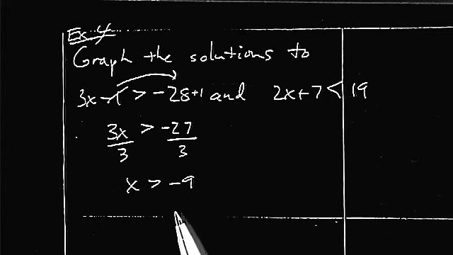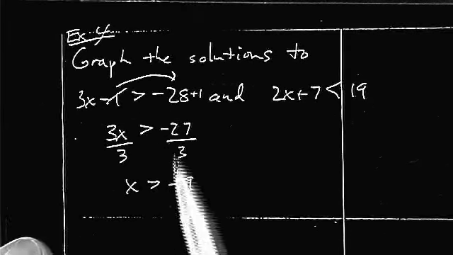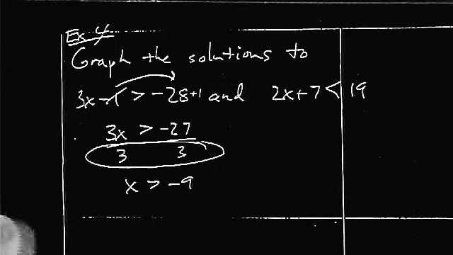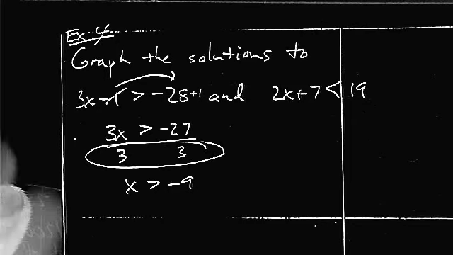Is that one of those situations where I'm dividing by a negative number? Just because there's a negative number involved. Yes, I see a negative 27. It's this number that I'm paying attention to, the number that I'm dividing by, and it's positive. So no, don't change it.